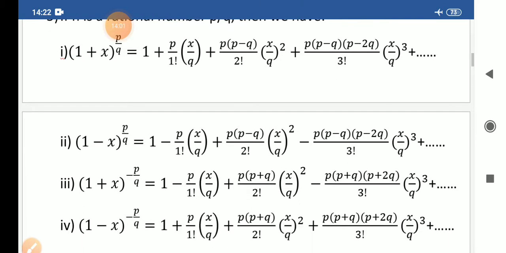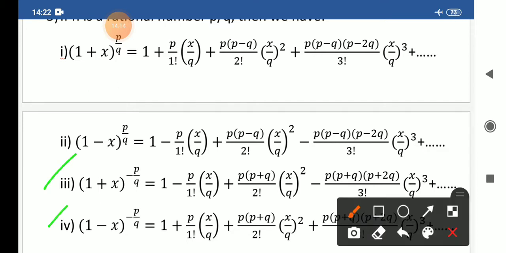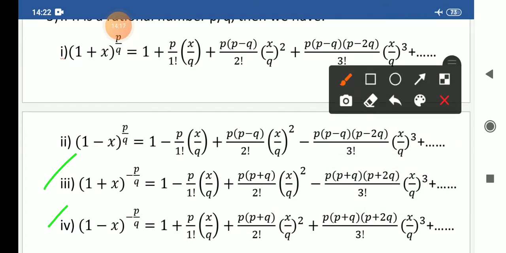These four are very, very important for your 10 marks question. There is one 10 marks question from this binomial expansion. Especially remember these two. You remember this is plus, this is minus. 1 plus x power minus p by q: plus into minus is minus, so you put plus, minus alternately. The signs change. This is minus into minus, plus. So all terms are plus.